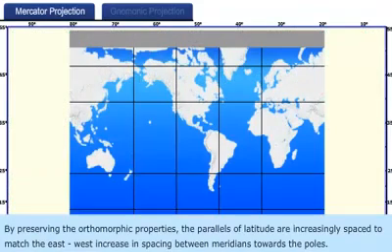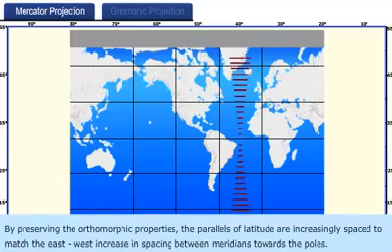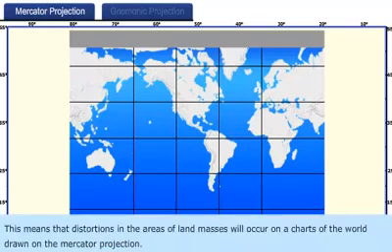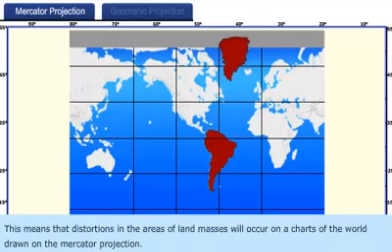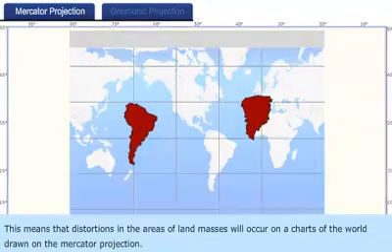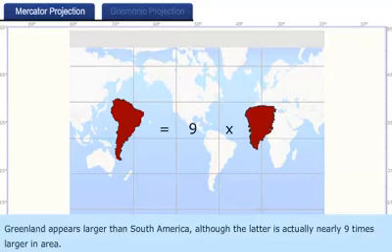By preserving the orthomorphic property, the parallels of latitude are increasingly spaced to match the east-west increase in spacing between meridians towards the poles. This means that distortion in the areas of land masses will occur. On a chart of the world drawn on the Mercator projection, Greenland appears larger than South America, although the latter is actually nearly 9 times larger in area.